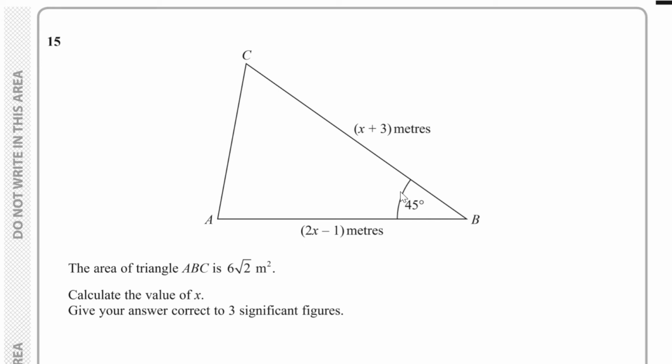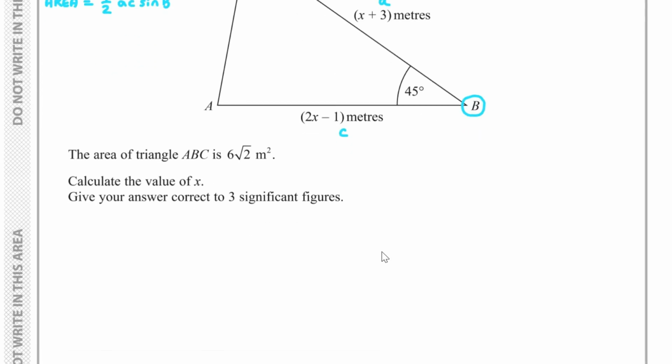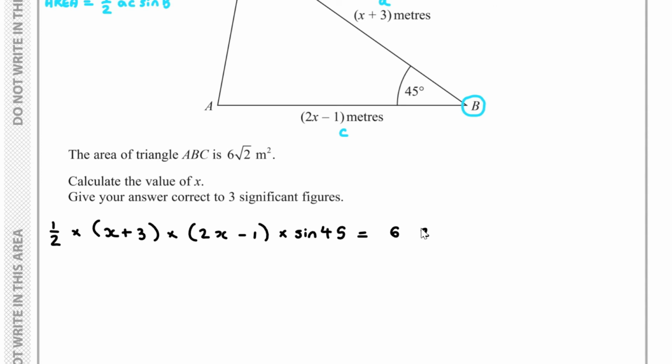Well, here we should know that the area of a triangle is equal to 1/2 times by AC times by the sine of B. So here we've got the length A, here we've got the length C, and here we've got the angle B. So, using that information, we have 1/2 times by a, which is x plus 3, times by 2x minus 1, times by the sine of 45. This is all equal to 6 root 2.